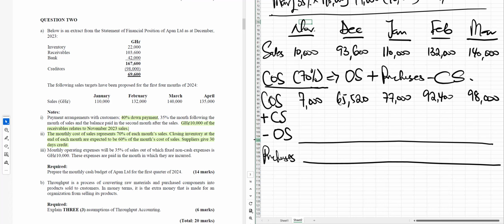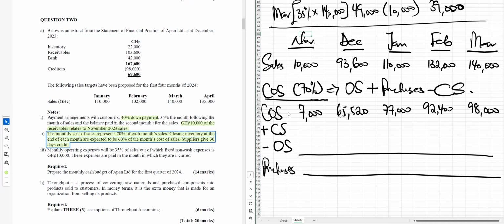So now we need closing stock. And they are telling us that closing stock is expected to be what? Read for me. It's right in the question. Closing stock is expected to be 60% of the month's cost of sales. So in that case, closing stock is 0.6, 60% of the current month's cost of sales. Whatever the question, it's mechanical.